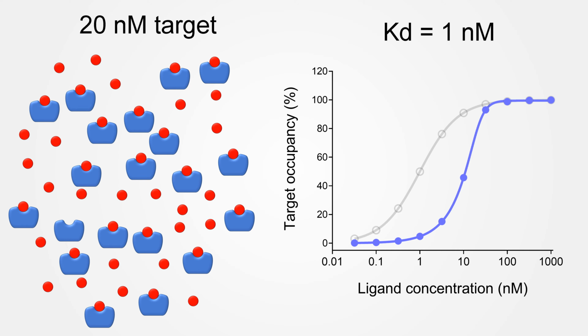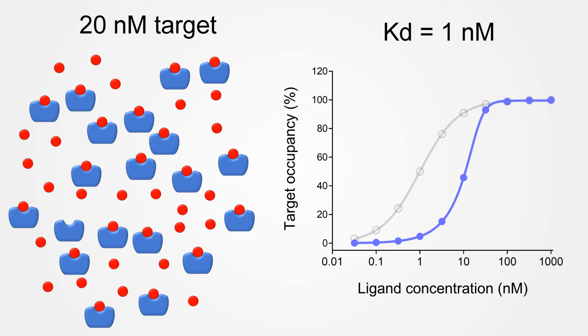In the modern era, the target concentration can be much higher, as illustrated in the diagram here. We express targets at artificially high levels and often purify them. Assay volumes are now in the microliter range. These conditions result in increases in the concentration of the target. In this graph, the blue line represents the same interaction we saw in the previous slide, but at a higher target concentration of 20 nanomolar. This significantly affects the data, as you can see.